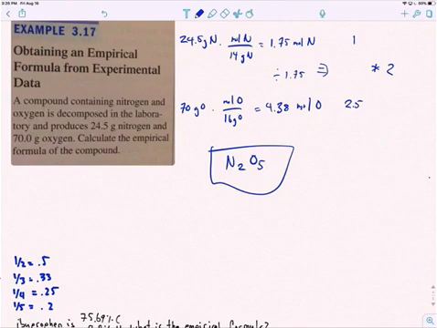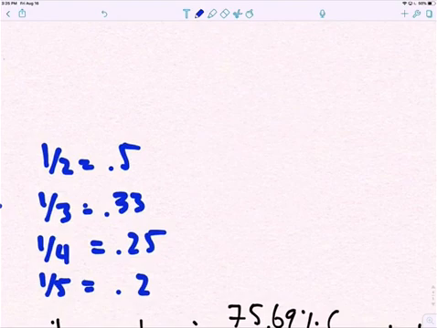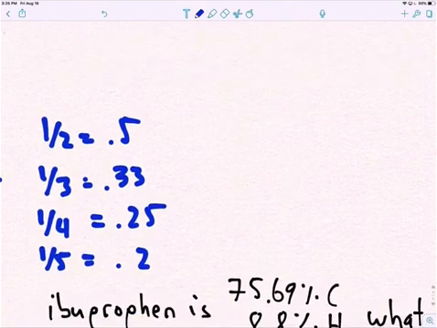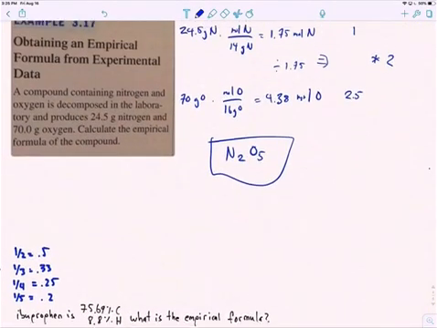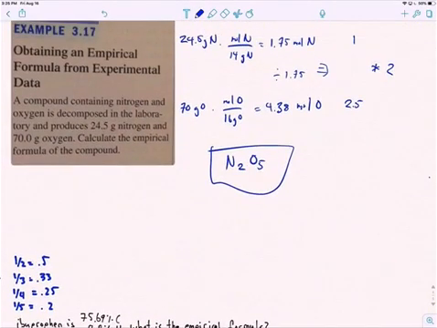And the next question I get from students is, what number do I multiply? Well, you do it by the fractions. If it's 0.5, you multiply it by 2. If it's 0.33, you multiply it by 3. If it's 0.25, you multiply it by 4. And if it's 0.2, you multiply it by 5. And that's because of the fractions.